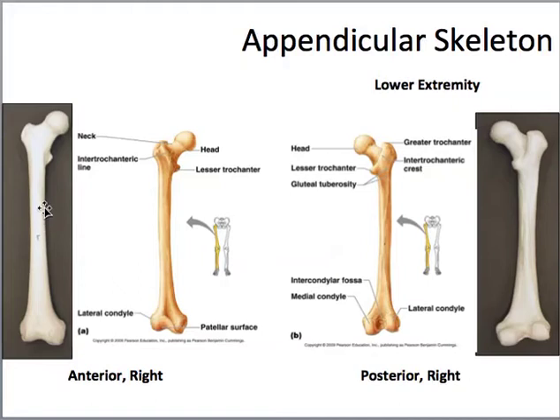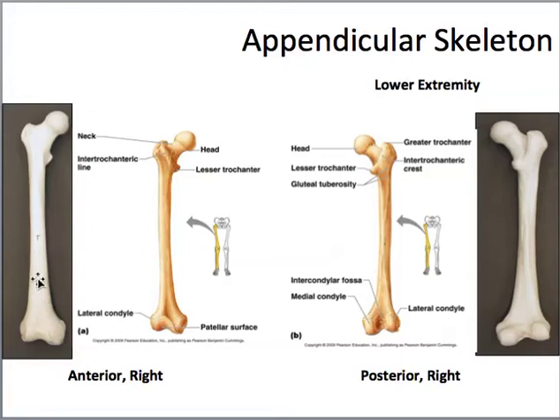versus from the back? Well, number one, the head, the proximal head of the femur, this ball here, is always going to project medially. It's going to articulate with the acetabulum of the os coxa. So this will tell you left from right. This is always going to point medially. This is going to be the lateral part of the bone.